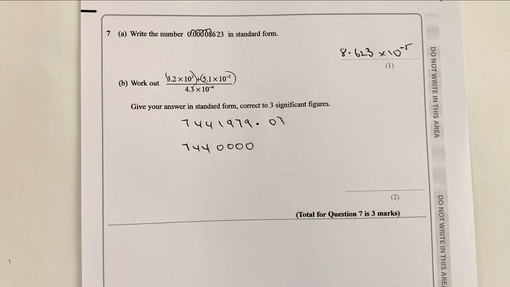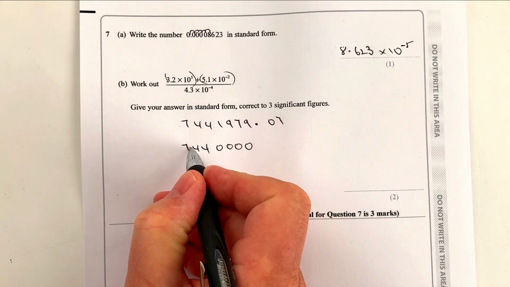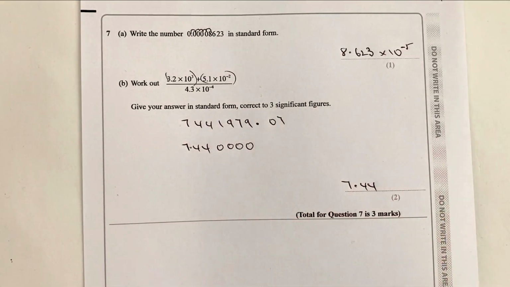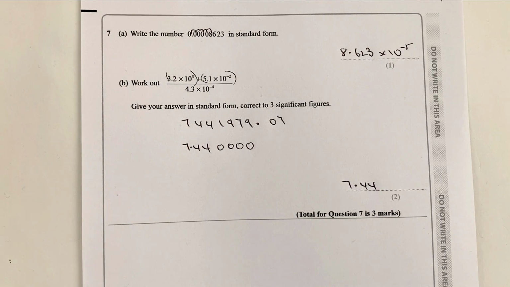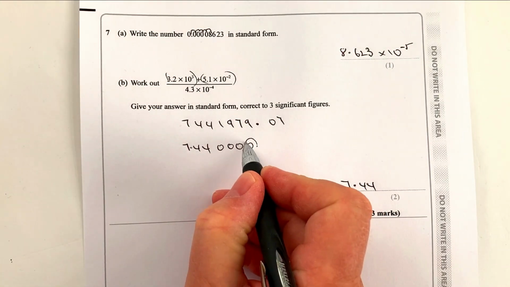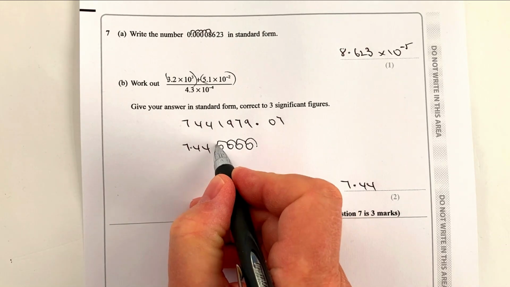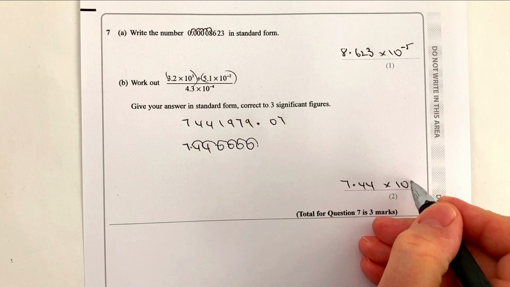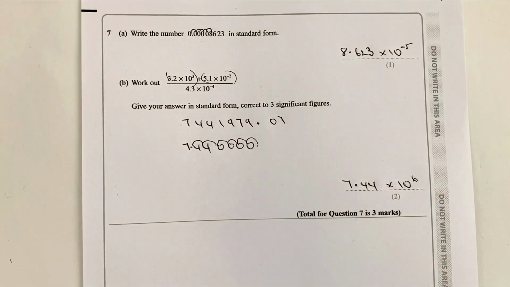Now I need to turn that into standard form. Like we did before, we want the first number between 1 and 9, so I'm going to put the decimal point here. So it's going to be 7.44, and then I've got to say how many places I've moved the decimal point. I've moved it 1, 2, 3, 4, 5, 6 places, but this time in the positive direction. That would be the answer to that particular question. Hopefully that's been okay for you.